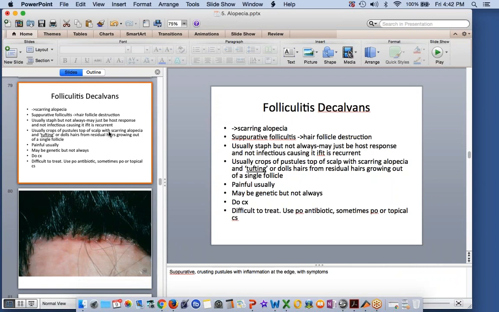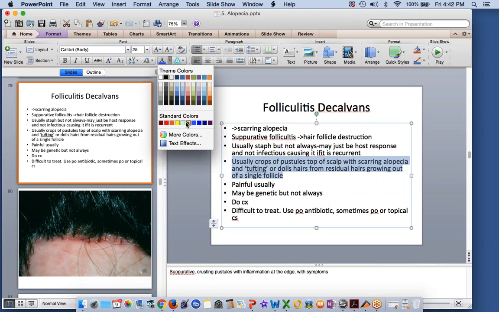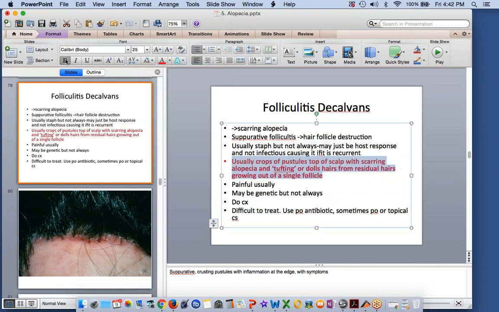Now, folliculitis decalvans. Usually what one sees here is tufting of the hair, like the hairs that are seen in dolls. A bunch of hairs come out of the hair follicle. They're sometimes associated with a suppurative folliculitis, meaning there's pus, and it may be due to bacteria, so one needs to culture that. It could be painful, may be genetic, but not always.